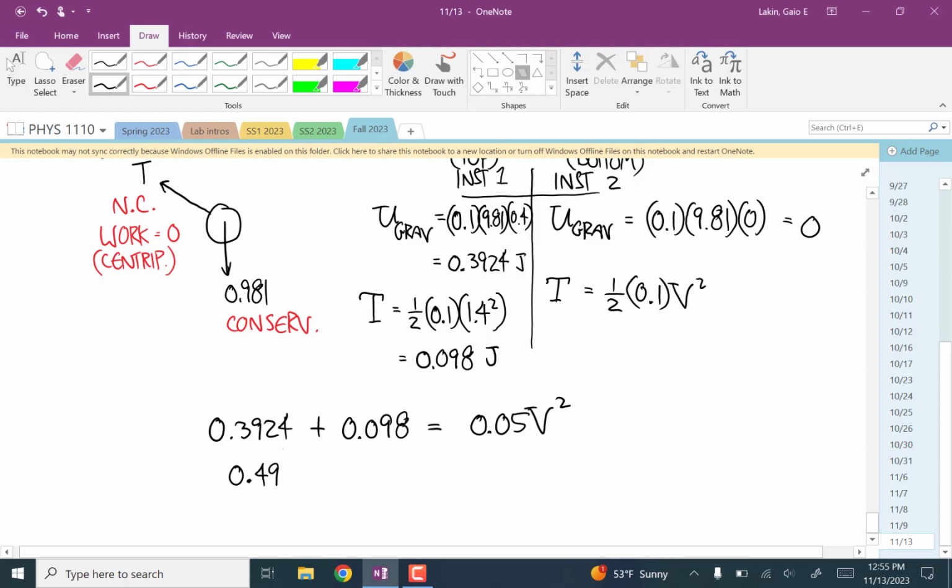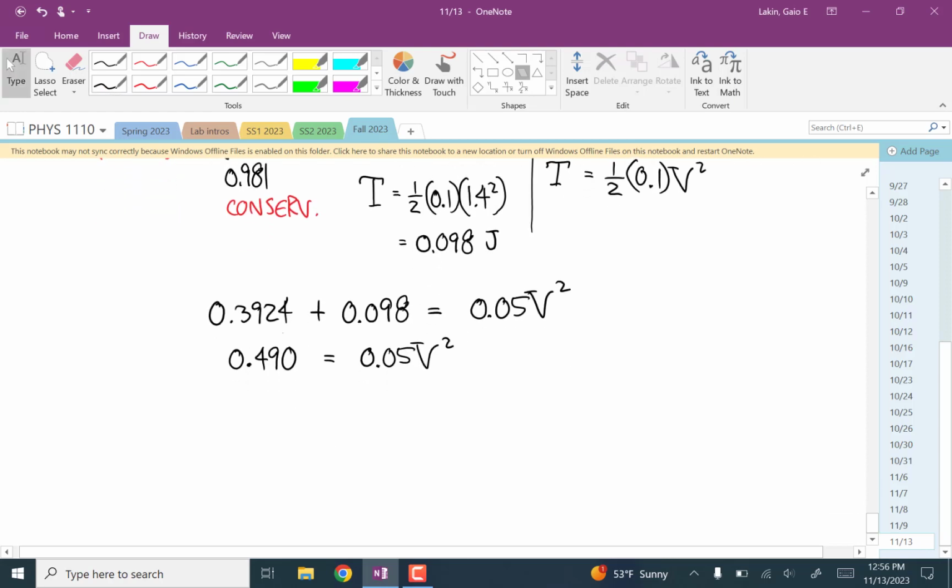0.49, I'll just round up, 0.490 is equal to 0.05 v squared. Now divide both sides by 0.05. Can you do that division? So v squared is equal to 9.8. It's really 9.81 if we hadn't been rounding. And then take the square root, and I think you get 3.13, yeah, plus or minus 3.13 meters per second. We want the positive.